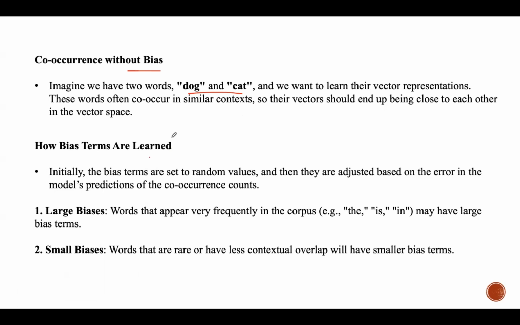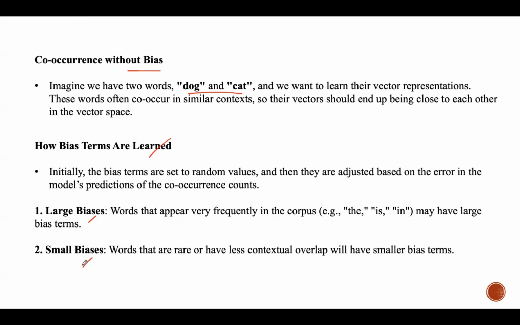Then, how are these bias terms learned? Initially, we assign some random values to the bias terms, and then we have two types of bias, that is large bias and small bias. Coming to the large bias, it should be assigned to the most frequent words. Say, if you take the, which is a very frequent word, it gets a large bias term. This will adjust its contribution to the model's prediction, ensuring that it doesn't dominate the learning process. It reflects that the occurs in many contexts, not just in the context of dog.